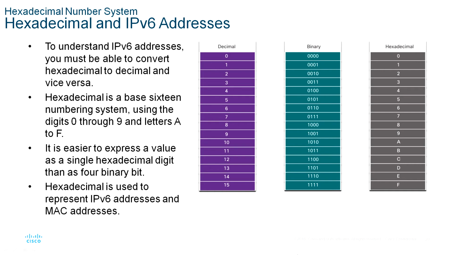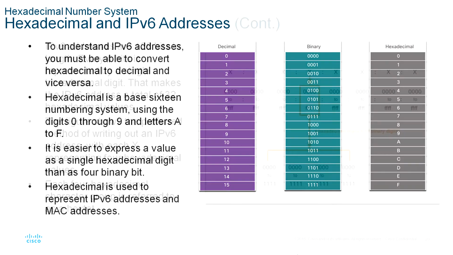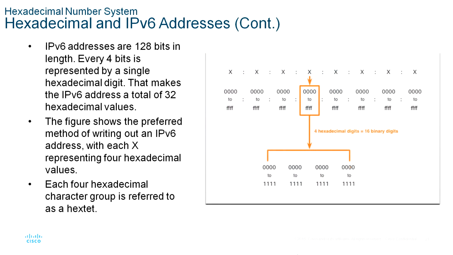Binary and hexadecimal work well together because it is easier to express a value as a single hexadecimal digit than as 4 binary bits. The hexadecimal system is used in networking to represent Internet Protocol version 6 addresses and Ethernet MAC addresses. IPv6 addresses are 128 bits in length and every 4 bits is represented by a single hexadecimal digit, for a total of 32 hexadecimal values.